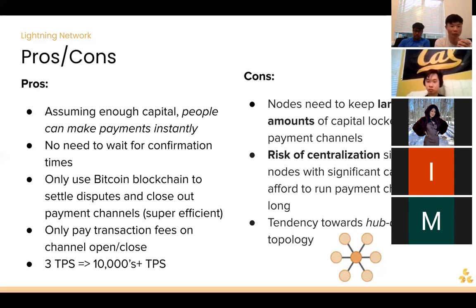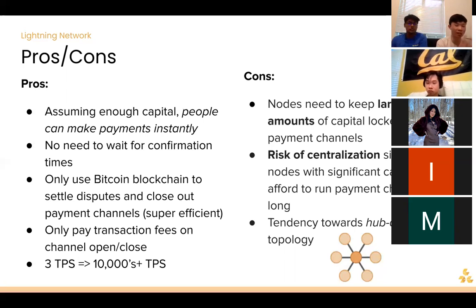As I mentioned, you don't need to wait for confirmation times. You only use the actual Bitcoin blockchain, that base layer, to settle disputes and close out payment channels, which is super efficient. Now you have, like I mentioned, 2 on-chain transactions, and in between those transactions, an infinite, arbitrary amount of transactions. And so now 3 transactions per second becomes, who knows how many transactions per second, a huge number that's comparable to Visa, PayPal, MasterCard, whoever, right?